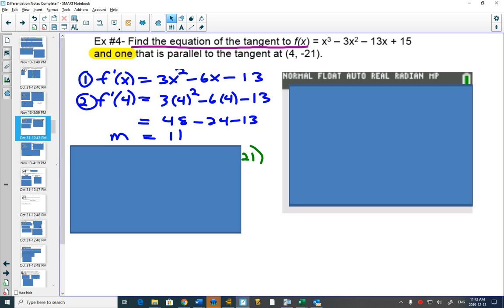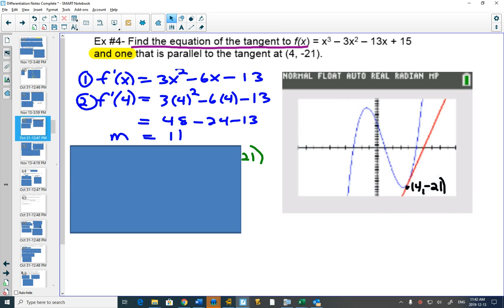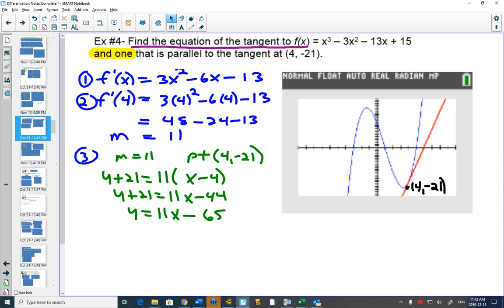Then once you've found the derivative, the additional thing that you want to do is find the one that's parallel to the tangent at 4, negative 21. Well, at 4, negative 21, the slope would be 11. Take a look at our picture here. There we go. Finding the equation at that point, we would have y equals 11x minus 65. That's the one exactly at 4, negative 21.